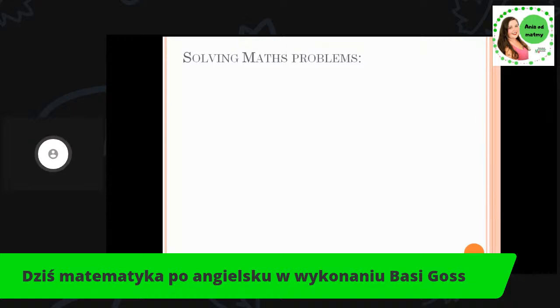Go to the next step, and we're going to talk about solving maths problems. When we have a maths problem to solve, to solve means find the answer, find the solution. What do we need to do to solve maths problems? What steps do we have to follow to solve a maths problem? What are we going to do first? What would be the first step? Please write in your comments.